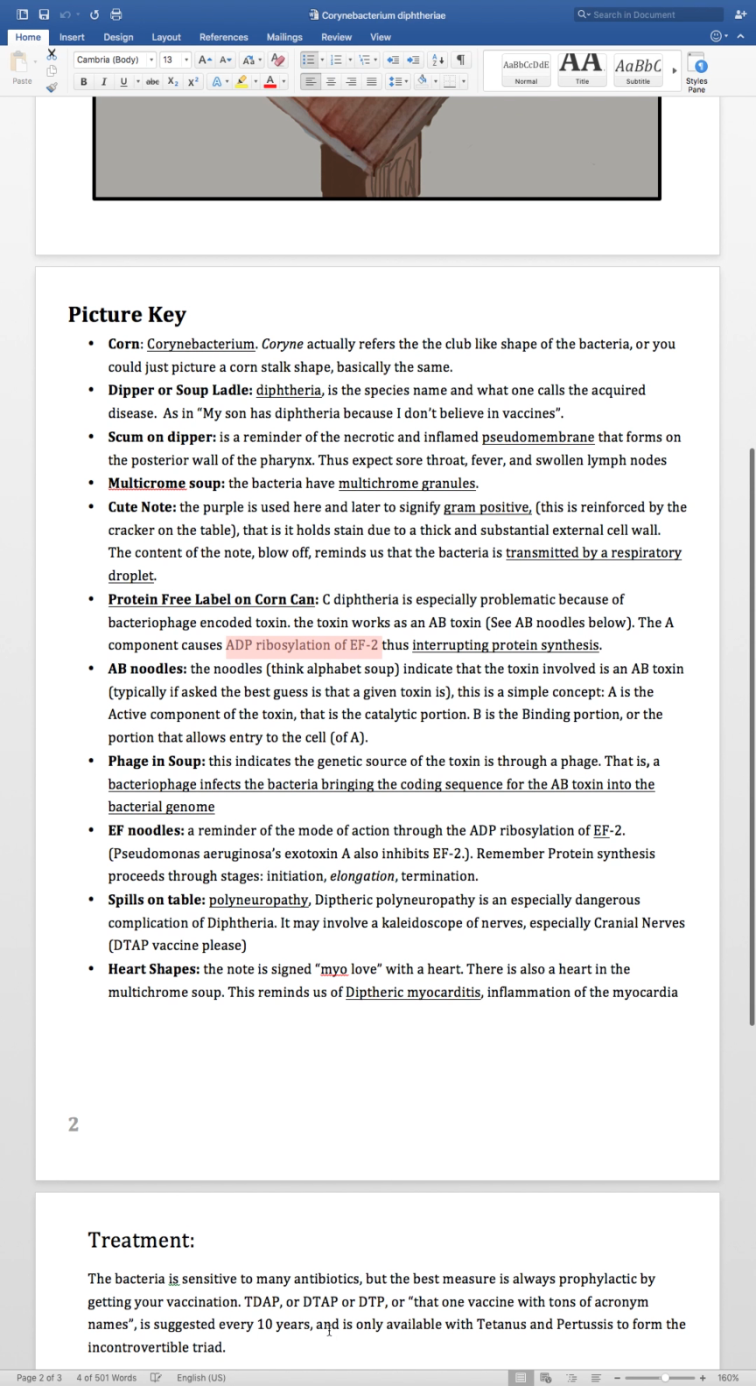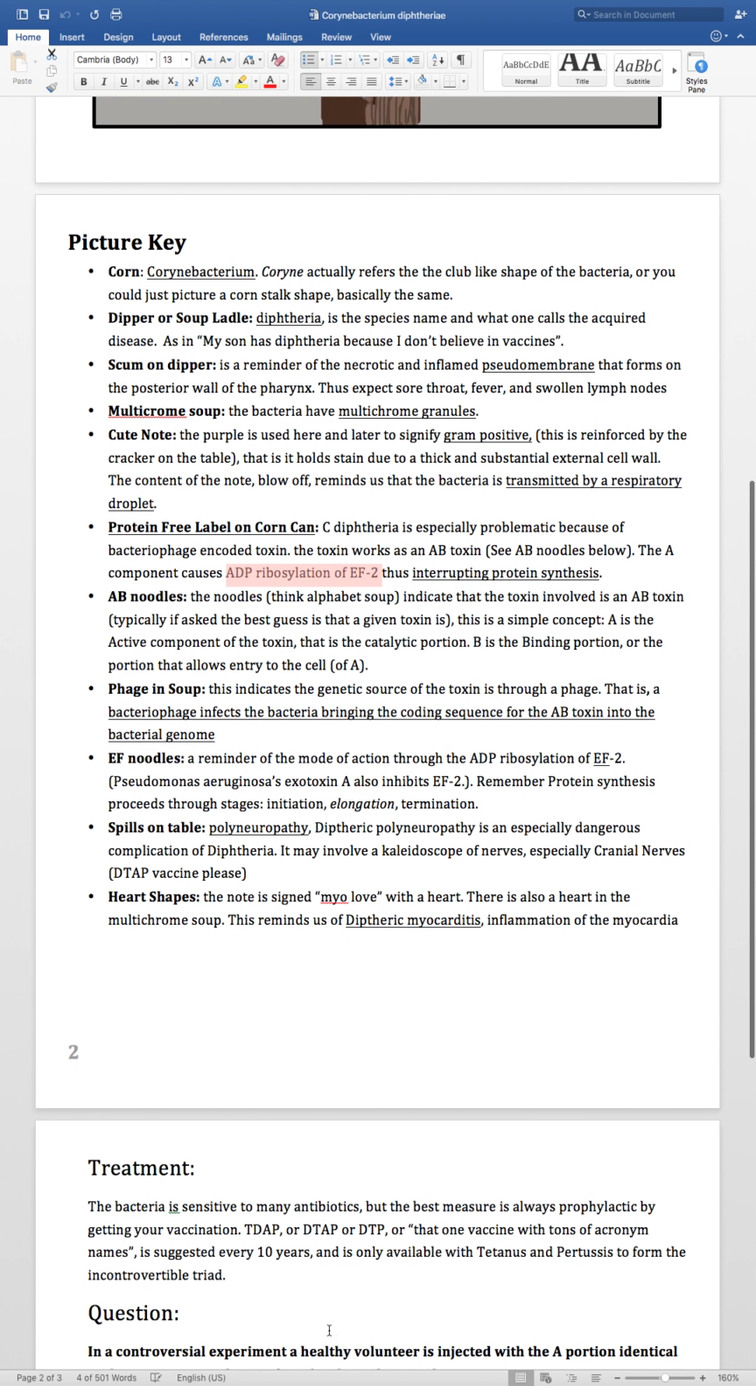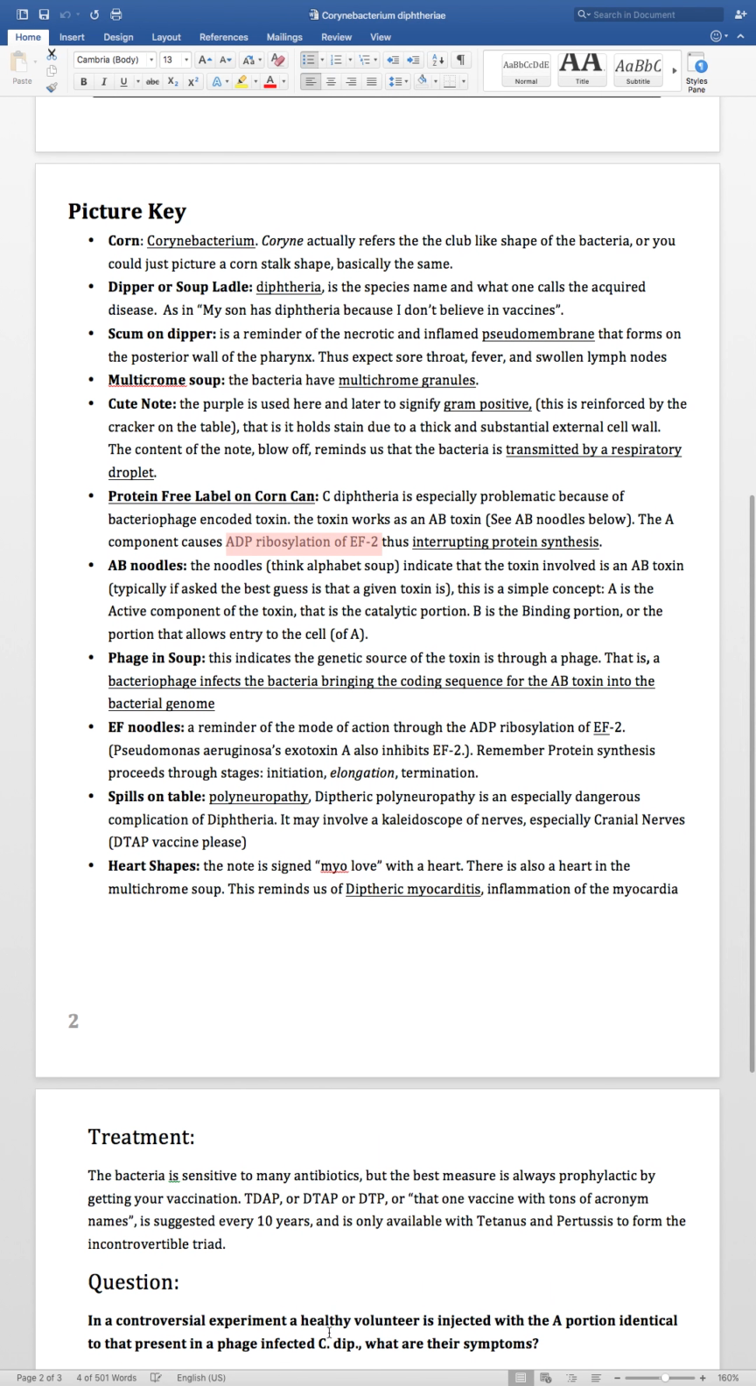So 10 years. Let's do a little question real quick, just to assess and apply this silly picture into something more serious. So there's a controversial experiment, and a healthy volunteer is injected with protein A portion identical to that present in a phage-infected C. diff. So what are their symptoms if they've got this A portion injected? What could they be? A portion, oh, that's the active portion. So yeah, there must be a lot of effects.